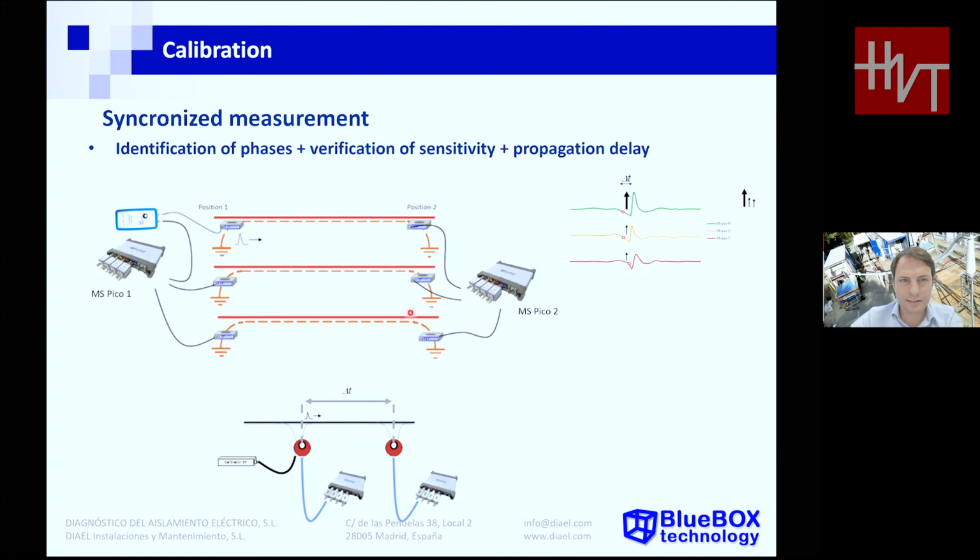We will also calibrate the propagation delay. For the automatic localization tool, we need to know how much time it takes for a PD pulse to travel from one sensor to the other. So if we inject the signal with a calibrator, when the signal reaches the other sensor, we know exactly the arrival time difference to travel the path of the cable. So these are the calibrations that we can do in service.